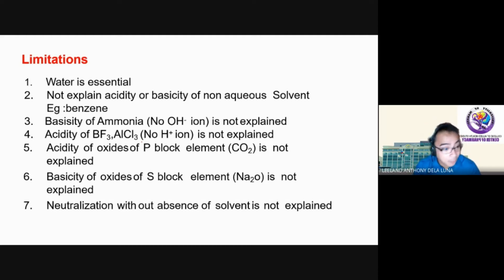Or the basicity of ammonia. Kasi tingnan niyo, ammonia is NH3. Ang sabi sa Arrhenius theory, ano daw ang mga bases? Yung mga may OH. Kasi ammonia, wala namang OH. Correct? Or boron trifluoride or aluminum trichloride. Si boron trifluoride and aluminum trichloride, these are acids, but they don't have hydrogen ions, right? Kaya hindi kayang i-explain ng Arrhenius theory yan. So again, it's another limitation of the Arrhenius theory.